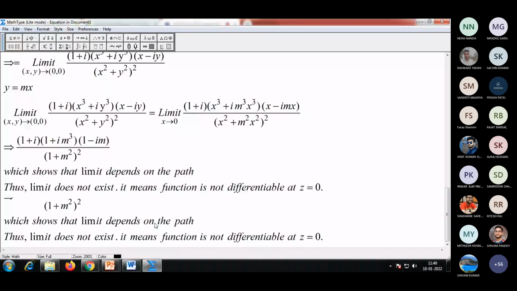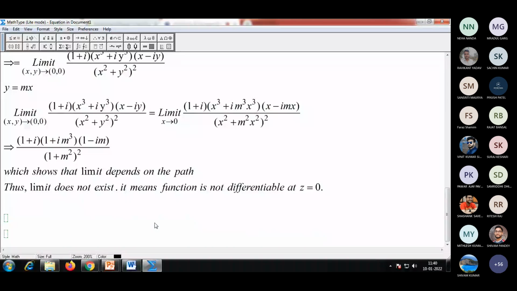So if the function is not differentiable at z equal to 0, thus the function is not analytic at z equal to 0. Am I right or not? Thus the function is not analytic at z equal to 0.